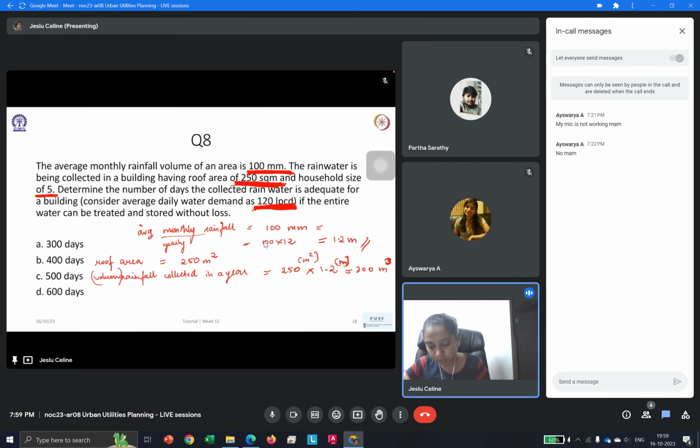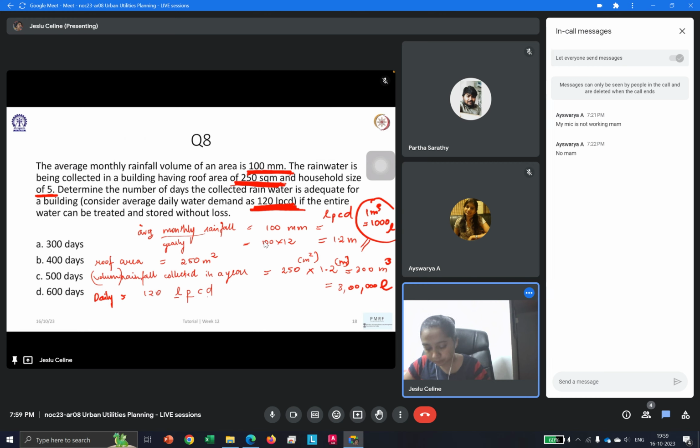Now this one is given in liters per capita per day, so let's convert the meter cube to liters. 1 meter cube is equal to 1,000 liters. That's the conversion. So this one will be 300 into 1,000, so 3 lakh liters. Now our daily consumption is 120 LPCD. LPCD means liters per capita per day.